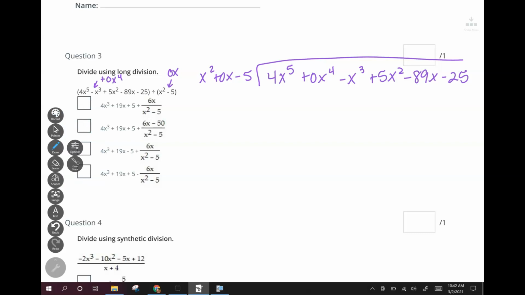All right, so we divide 4x to the 5th divided by x squared, just looking at our first 2 terms always. That gives you 4x cubed. Multiply 4x cubed times this entire trinomial, so distributing that. 4x cubed times x squared gives you 4x to the 5th. 4x cubed times 0x gives you 0x to the 4th. 4x cubed times negative 5 gives you negative 20x cubed.